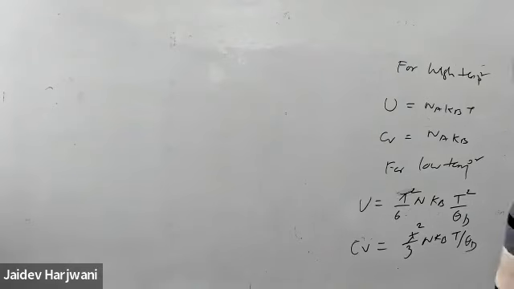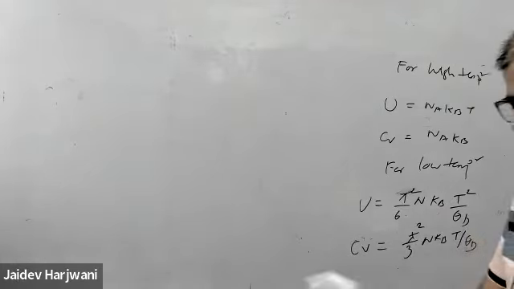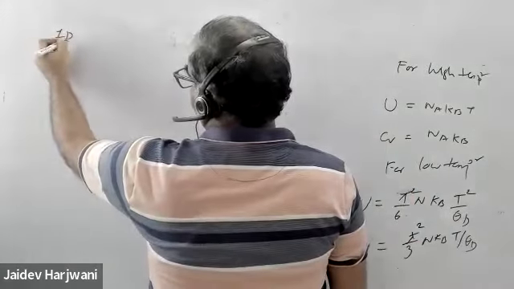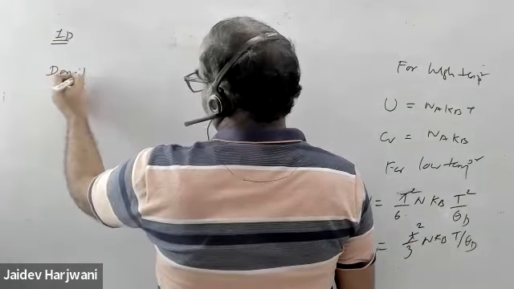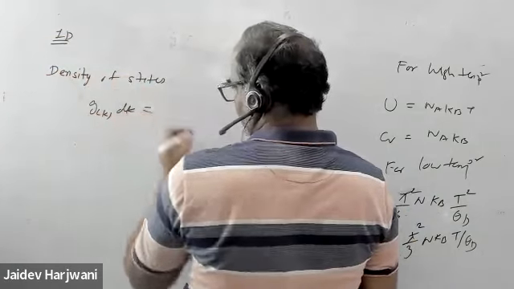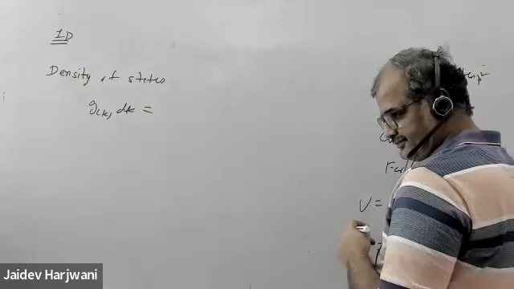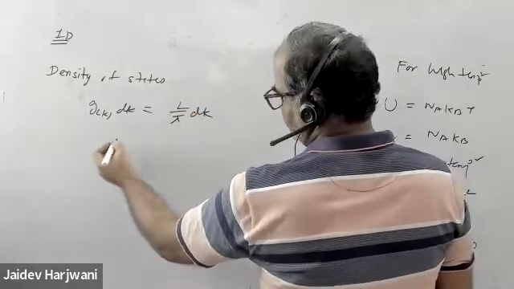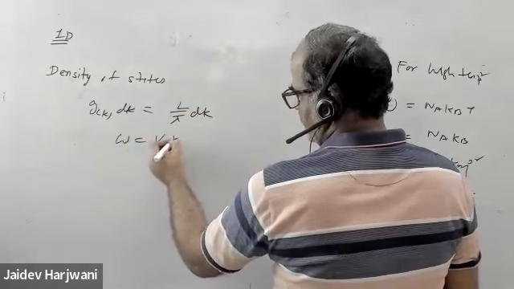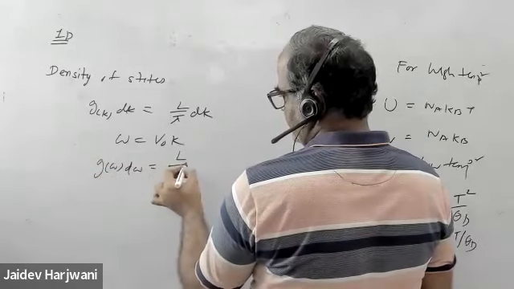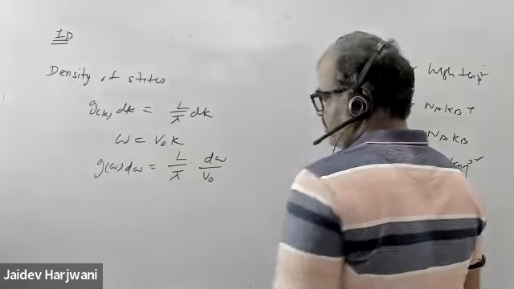So start from the beginning, what we are doing, writing density of states. For 1D, we know the density of states g(k)dk is equal to what? L upon pi dk. Very good. And now we know the dispersion relation ω = V₀k. So g(ω)dω will be L upon pi dω upon V₀.